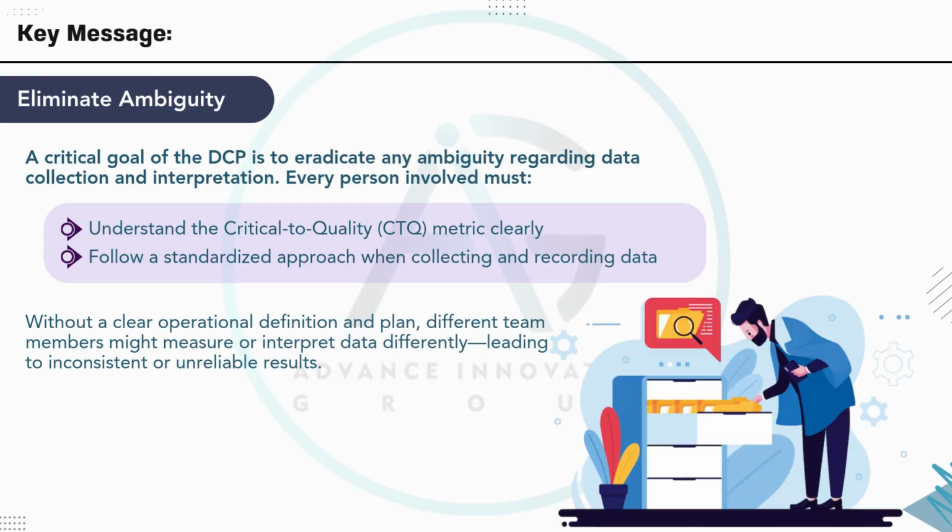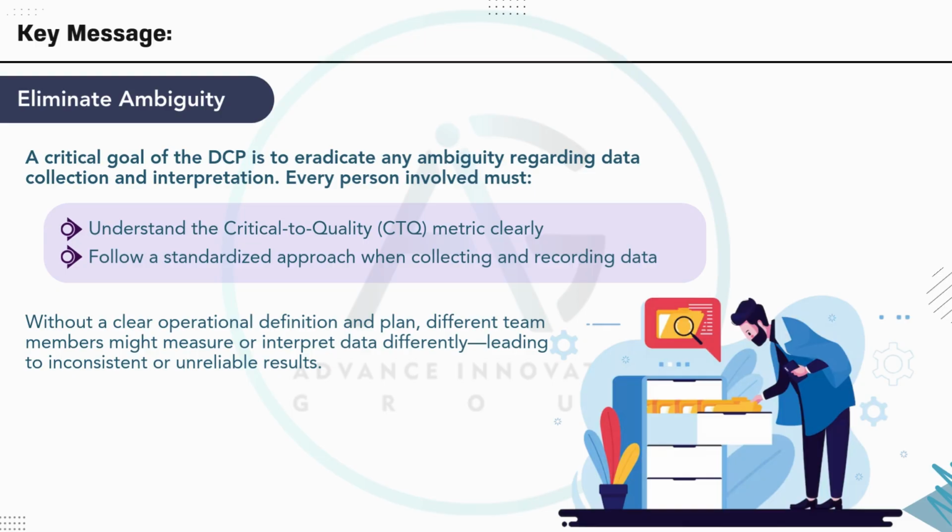One of the most critical goals of a data collection plan, or DCP, is to eliminate ambiguity in how data is collected and interpreted. Ambiguity in data collection can lead to inconsistent or unreliable results, especially when different team members interpret data in their own way. That's why the DCP enforces standardization. There are two key expectations for every person involved in the data collection process.